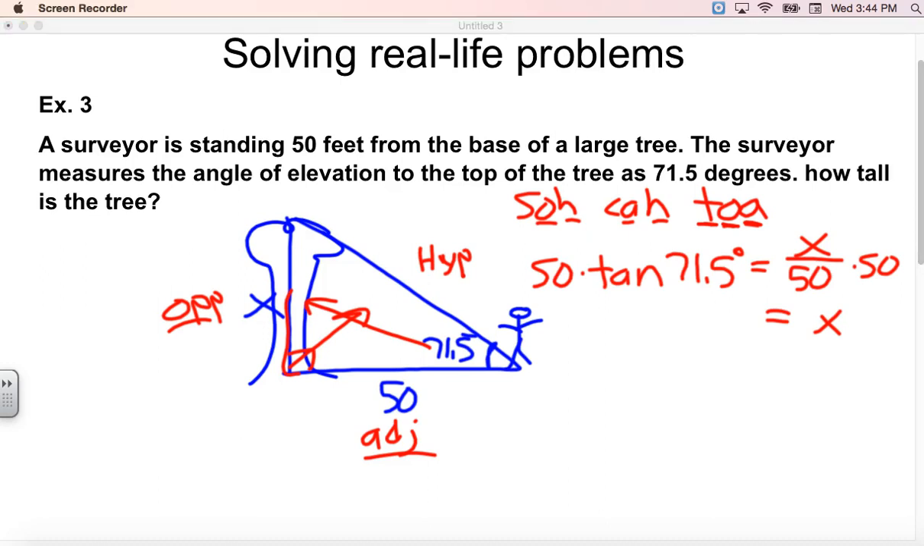Now, since you're doing degrees, you need to hit the mode button. It's the one right beside the blue second button. You hit the mode button and go down and make sure you turn it to degrees. It's the third line down. It says radian and degree. Since we're typing in the trig function of a degree, we need to select degree right there. So we're going to hit 50 and then your tan button, 71.5, and hit enter, and it'll give you your answer of 149.43.